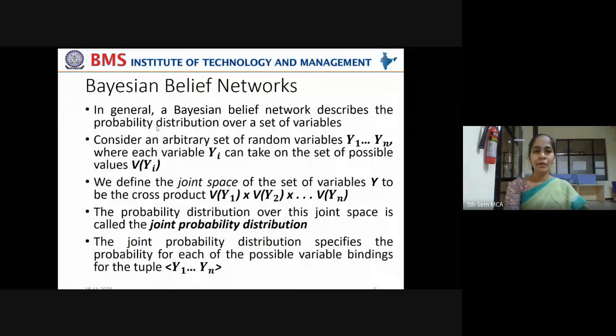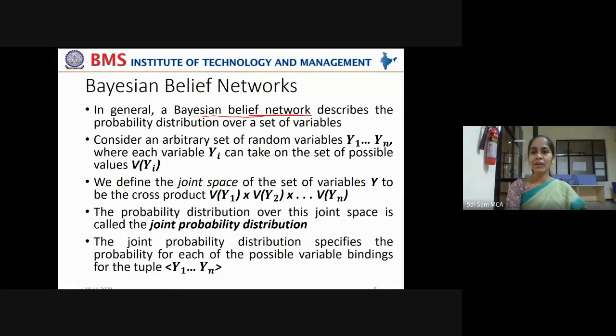Now, in general, a Bayesian belief network describes the probability distribution over a set of variables. So what do you understand about Bayesian belief networks? They describe, they explain the probability distribution over a set of variables. If you have multiple variables, what is the probability distribution across them?